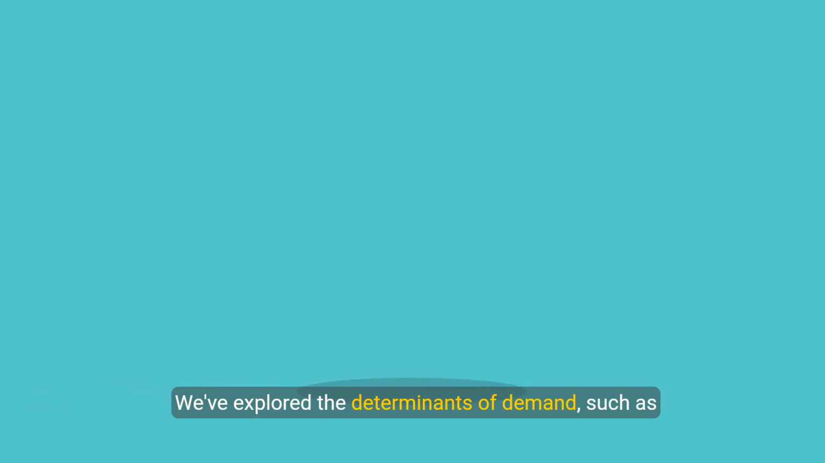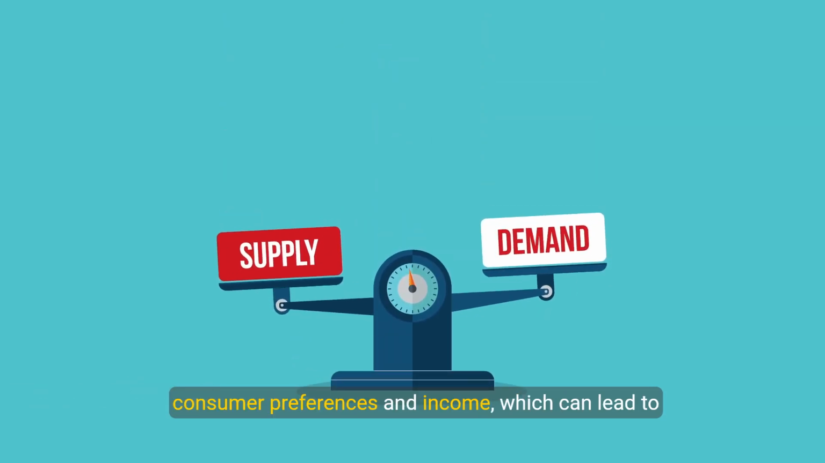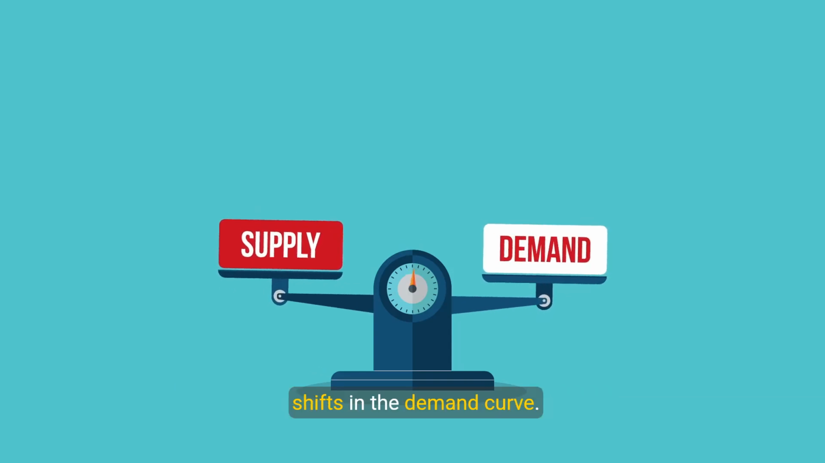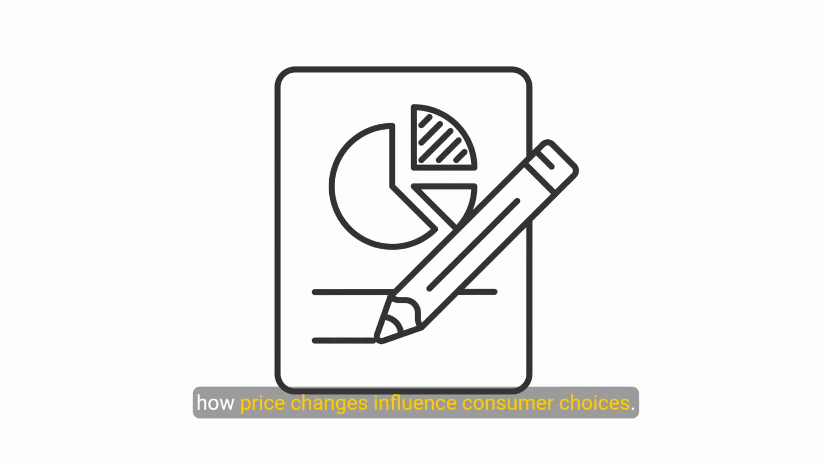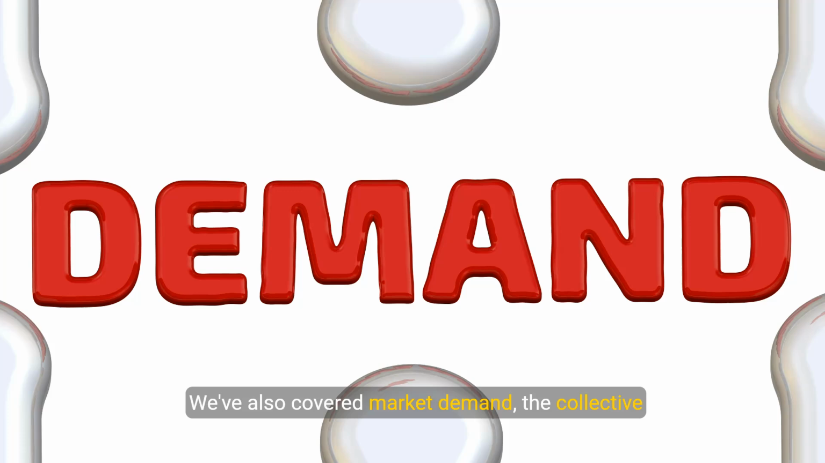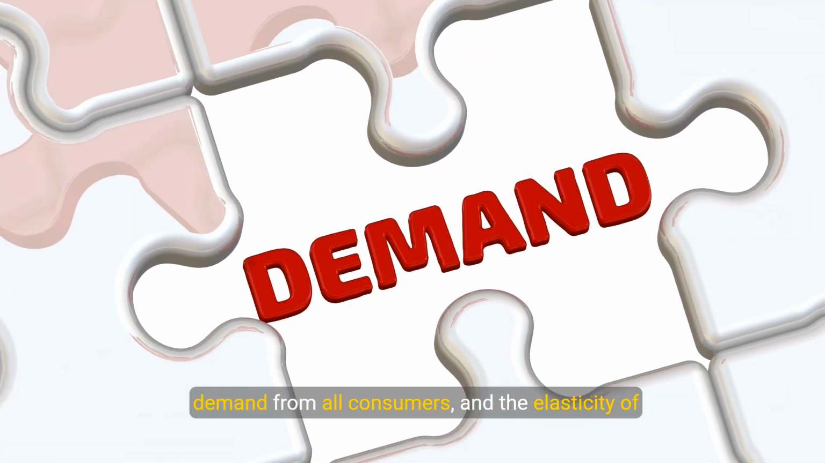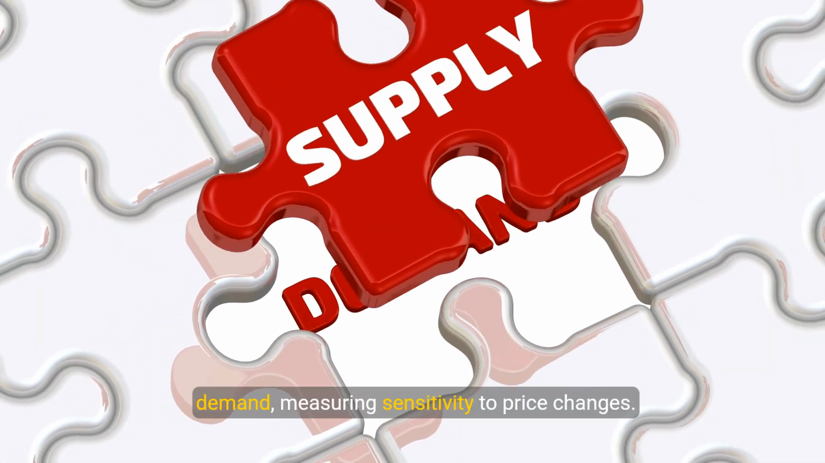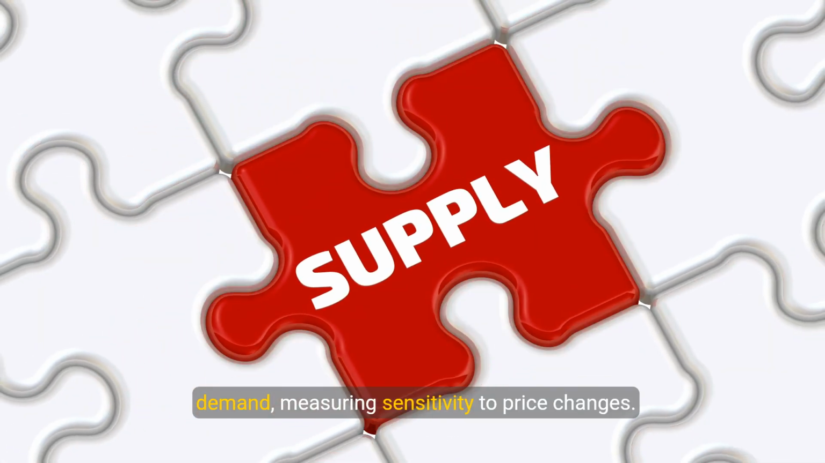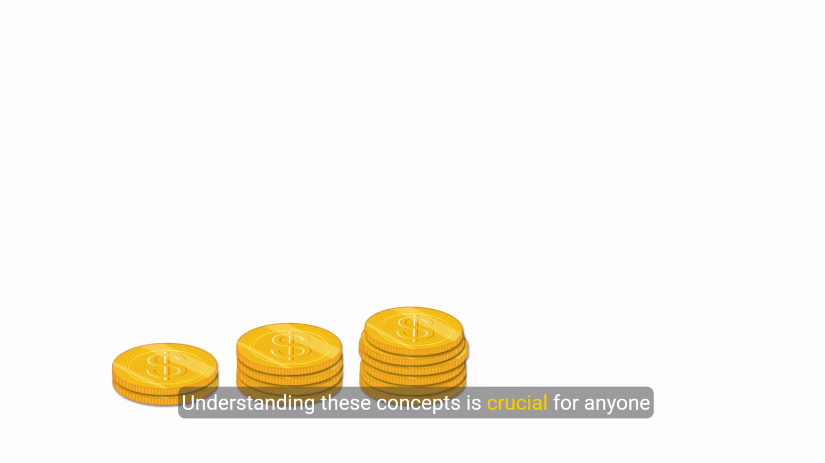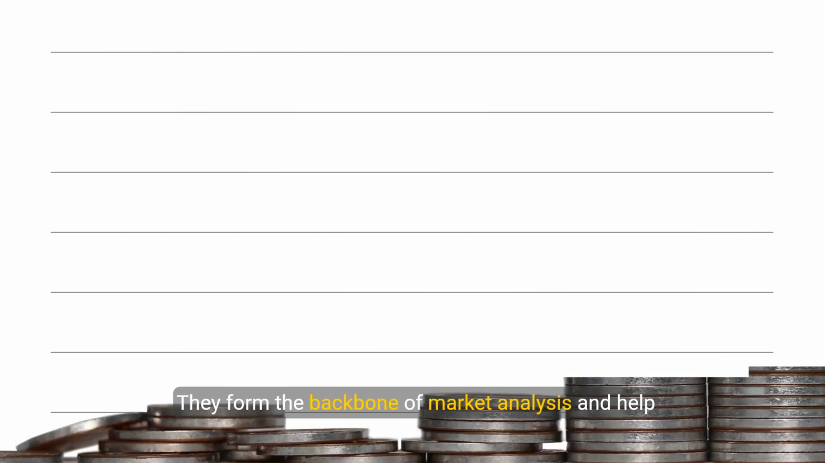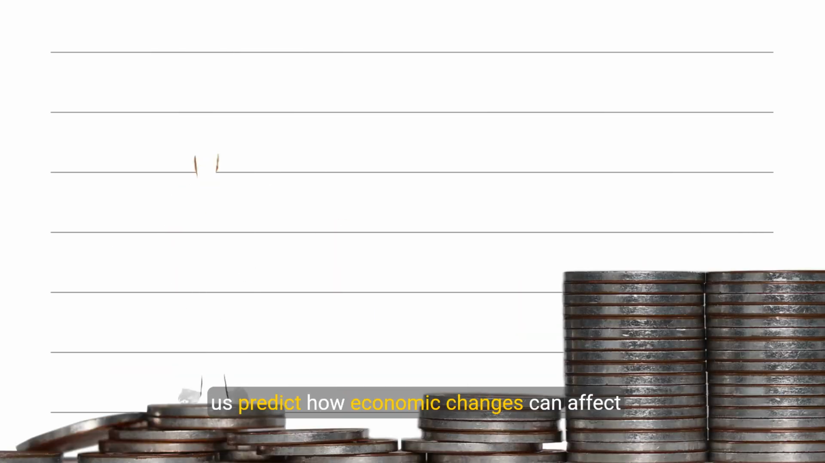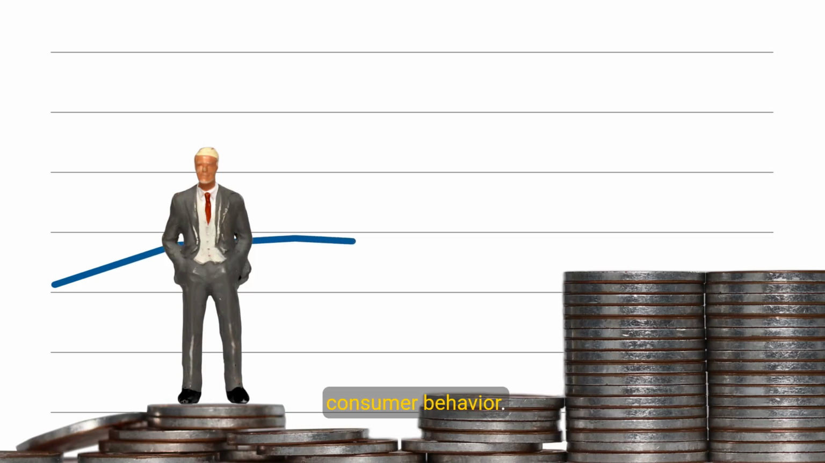We've explored the determinants of demand, such as consumer preferences and income, which can lead to shifts in the demand curve. The substitution and income effects have shown us how price changes influence consumer choices. We've also covered market demand, the collective demand from all consumers, and the elasticity of demand, measuring sensitivity to price changes. Understanding these concepts is crucial for anyone looking to grasp the fundamentals of economics. They form the backbone of market analysis and help us predict how economic changes can affect consumer behavior.